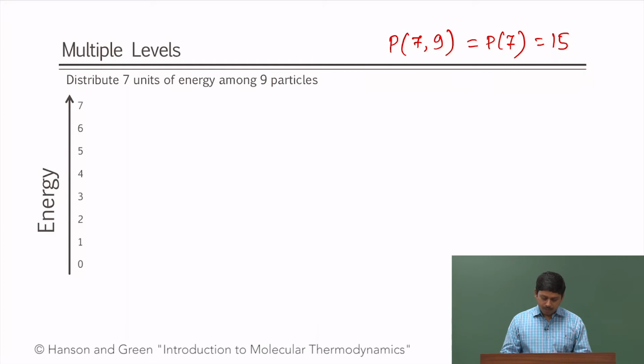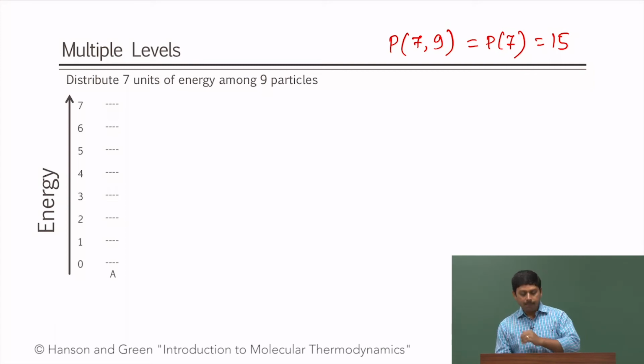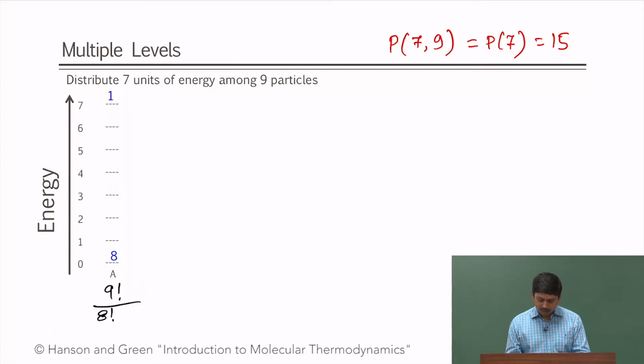Now, let us go back and see how we can do that. These are our energy distributions from 0 to 7, because there are 7 units of energy, not more than that, and there are 9 particles. Now this is one particular distribution in which I have to put the particles. Let us start by giving one particle all the energy and then build up the other things. I give 7 units of energy to one particle, and 0 automatically goes to the rest of the particles. So the distribution will be 1 and 8. How many possible microstates can there be? It will be simply factorial 9 by factorial 8 and factorial 1, which gives us 9.